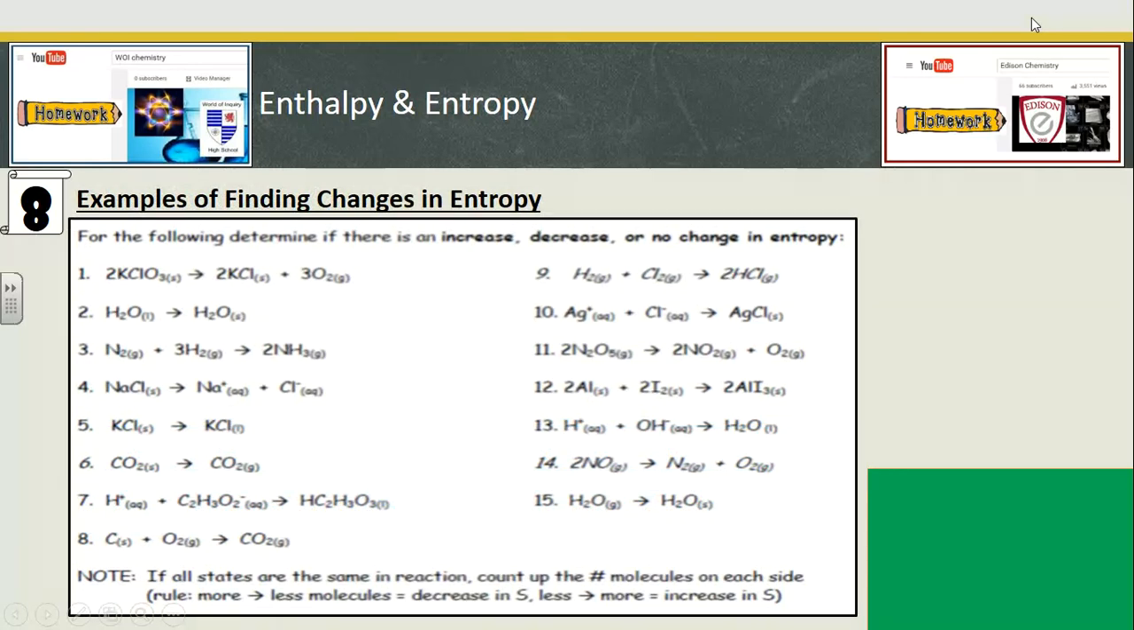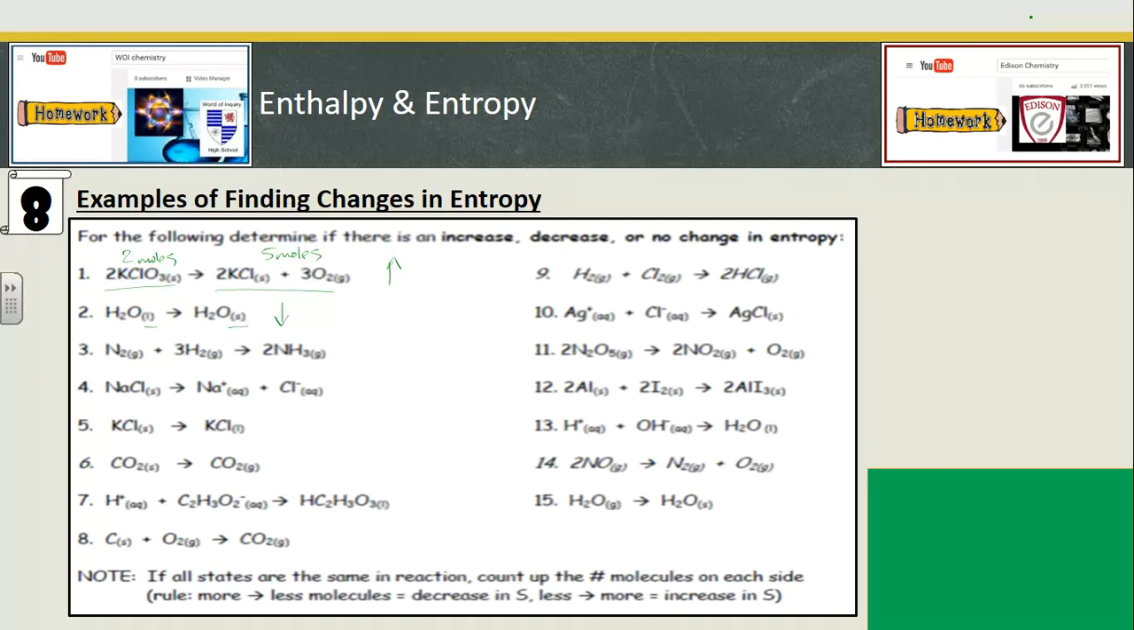And here are examples of finding changes in entropy. You've got to look at the little letter codes and the mole coefficients. Okay? For example, 1 reactant, 2 products, 2 moles, 5 moles. Entropy increases because we're producing more products than we consumed, and therefore they must be more random. In this next one, number 2, we have a liquid becoming a solid. Well, that is going down. Entropy is decreasing. It's becoming more ordered as it freezes.